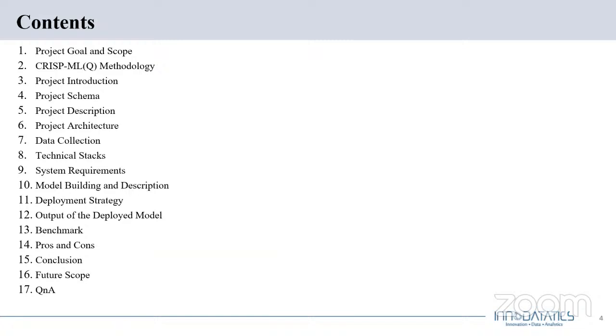These are the following contents which in further we'll be discussing: project goal and scope, CRISP-ML methodology, project introduction, project schema, project description, project architecture, data collection, technical stack, system requirements, model building and description, deployment strategy, output for the deployed model, benchmark, pros and cons, conclusions, and future scope. And finally, we'll have a QA session. Next slide, please.